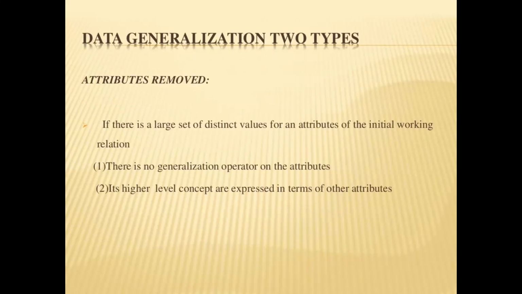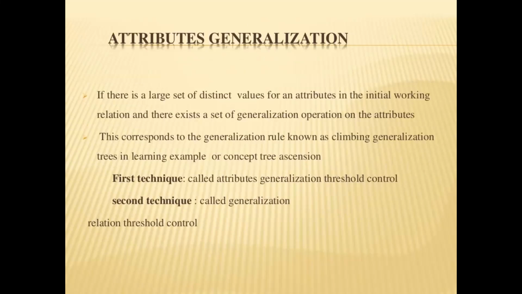Data generalization has two types. First, attribute removal: there is a large set of distinct values for an attribute of the initial working relation, and there is no generalization operator on the attribute, or its higher-level concepts are expressed in terms of other attributes.